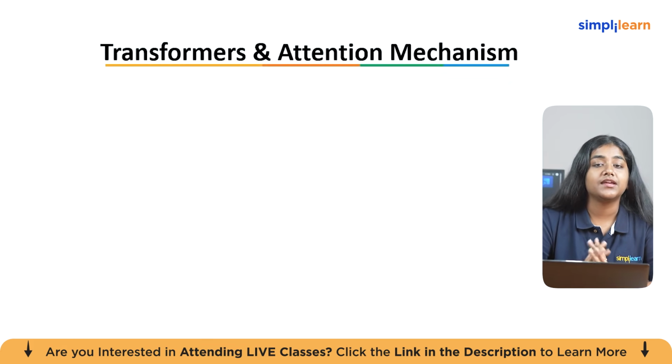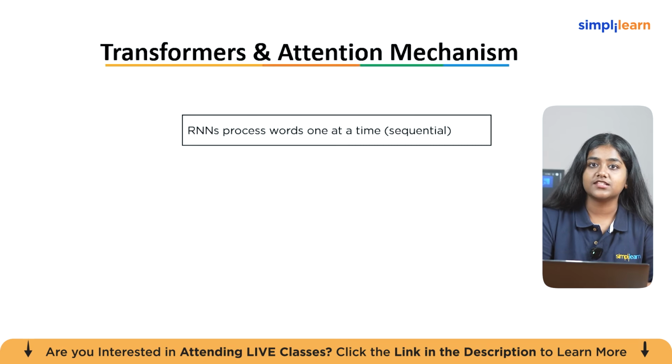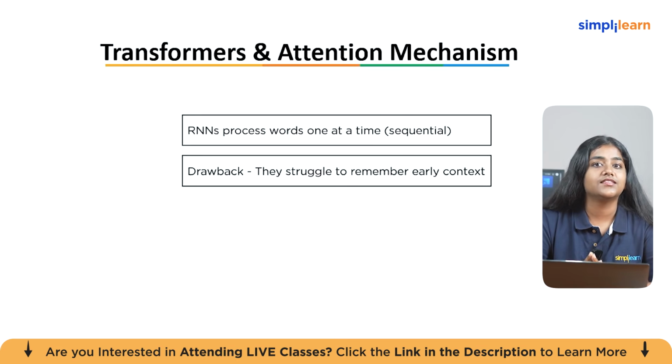Before transformers, the main architecture for language was the RNN, that is, recurrent neural networks. They process text sequentially, word by word. But one drawback of RNNs was that they struggled to remember things from early in the sentence by the time they reached the end. Transformers erased that entirely.